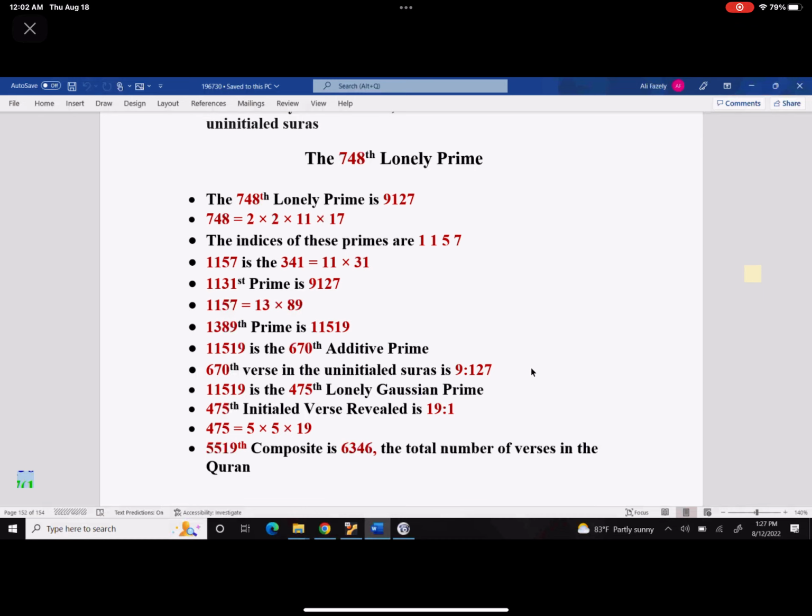748 can be factored into 2 times 2 times 2 times 11 times 17. So it's a quad prime, which means it has 4 prime factors: 2, 2, 11, and 17. The indices of these prime factors are 1, 1, 5, 7. 1157 is the 341st quad prime, as I was saying. I forgot to put that.